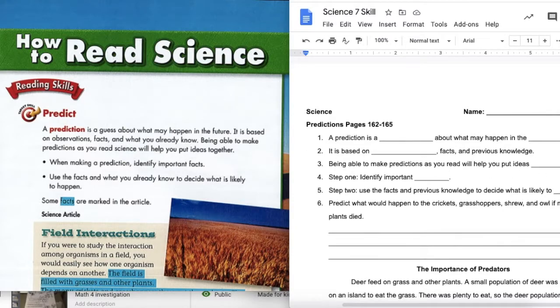So your number 3 notes, guys. In other words, it's just a good skill to be able to say, I can take these facts and previous knowledge and put them together and predict how this is going to work out. It makes sense to me how those things work out. Let's learn how to do it. Step 1, when making a prediction, you must identify the important facts. So I've got to get what's important and truthful. It's a fact. Step 2, use the facts and your previous knowledge to decide what is likely to happen.